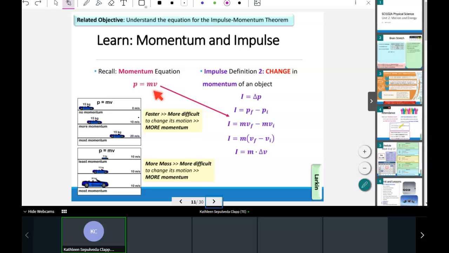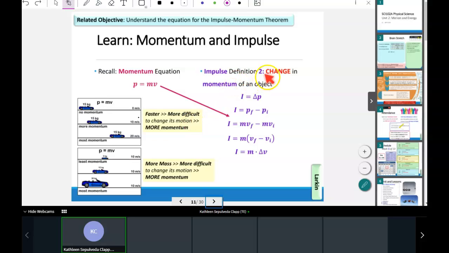The faster the object is going, the more difficult it is to change its motion, so it's going to have more momentum. Okay? So just remember that the bigger the object or the faster the object's going, the more difficult it is to change its motion. So it's going to have more momentum.